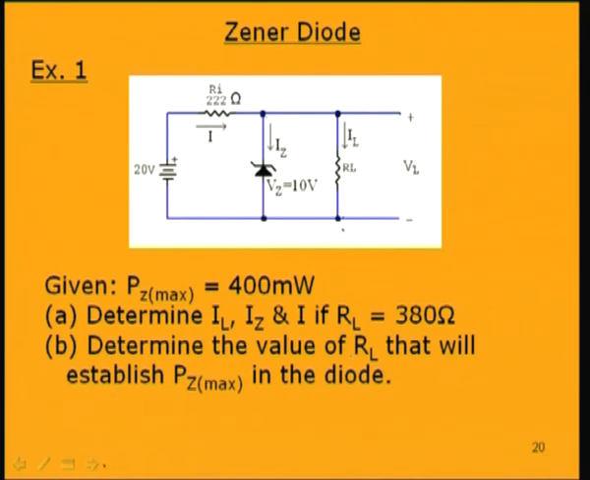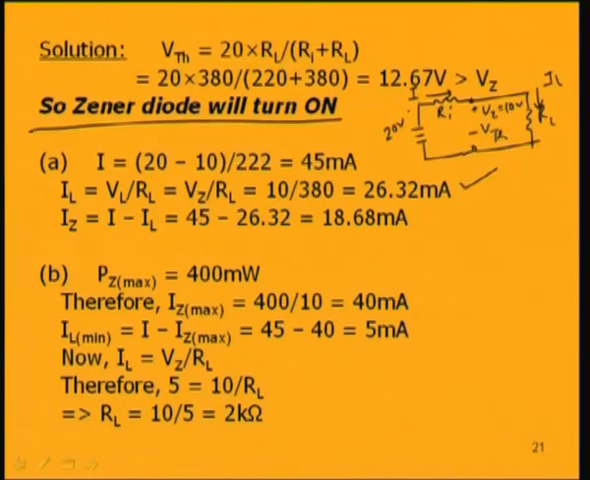So, in part B, you are given that the power dissipation in this Zener diode is maximum, which is 400 milliwatt. And what is this power dissipation? Vz into Iz. Vz is 10 volt, that is Zener voltage, constant. So, Iz max we can find out. Pz max divided by Vz will be the Iz max, the maximum Zener current that flows in the Zener diode, and that is equal to 400 divided by 10, that is 40 milliampere.